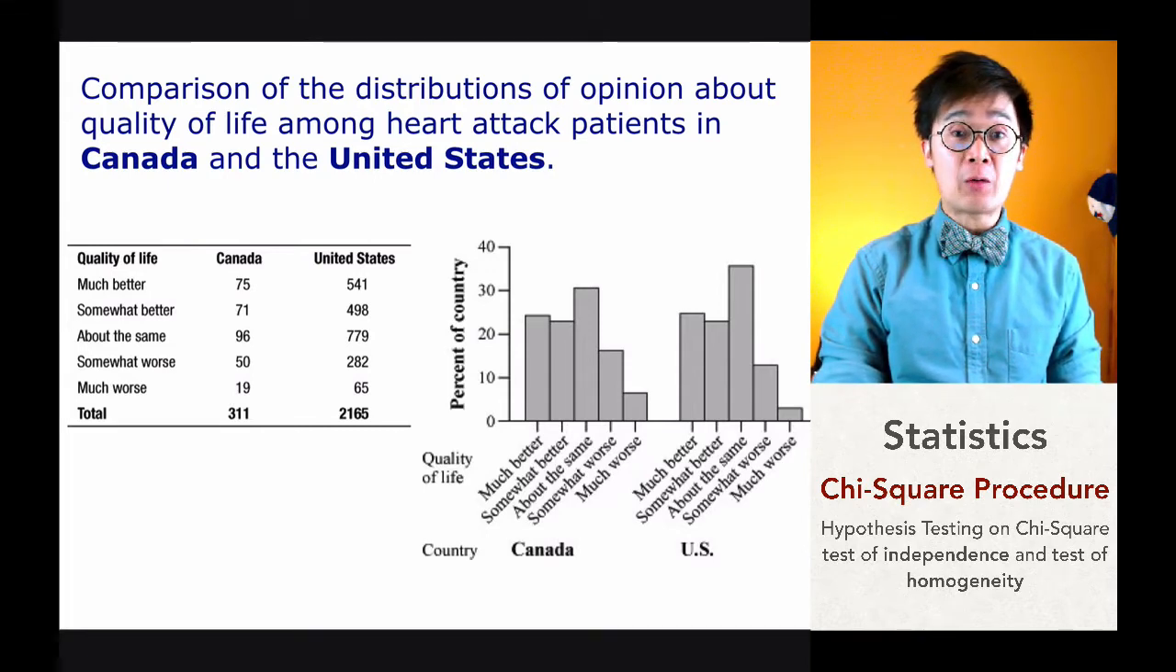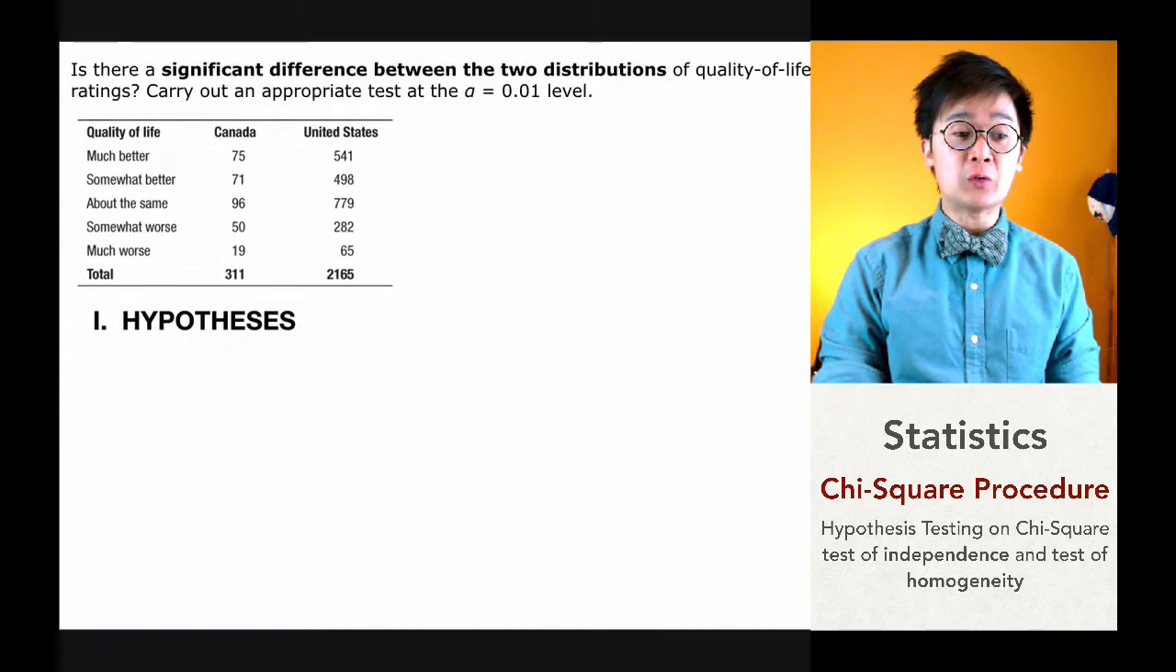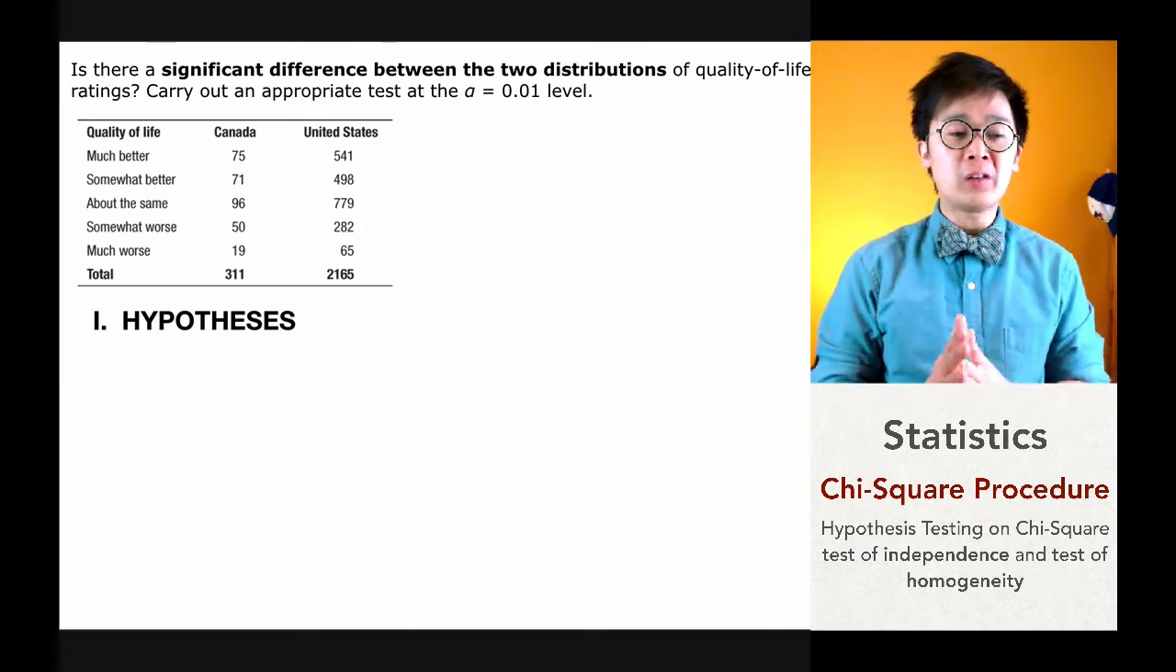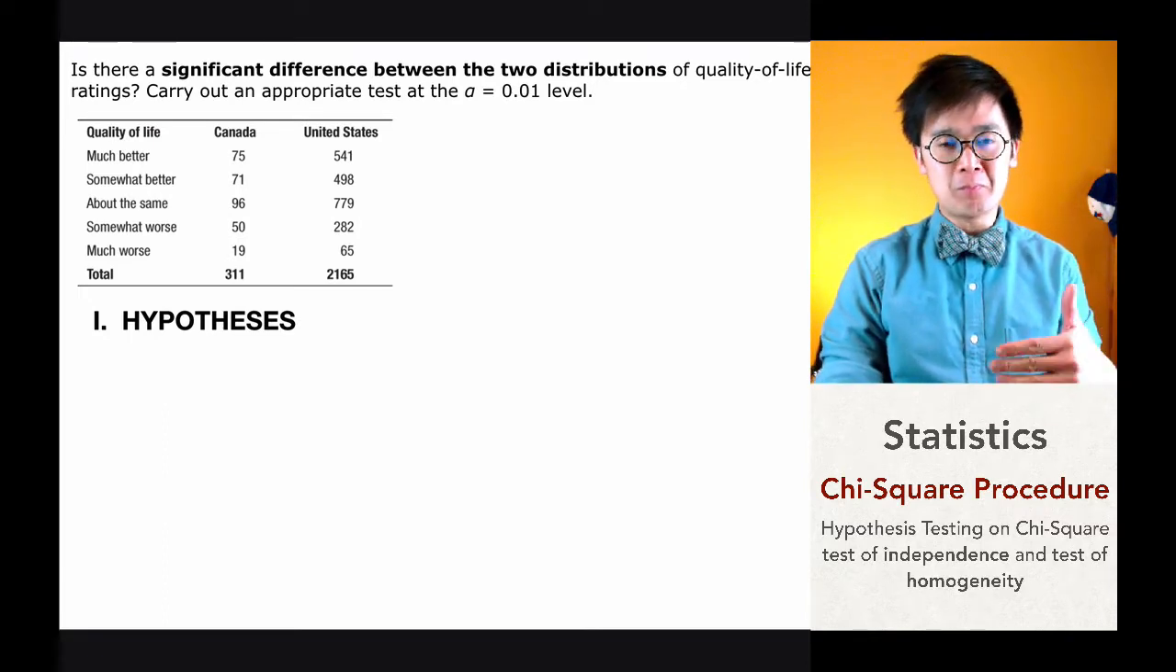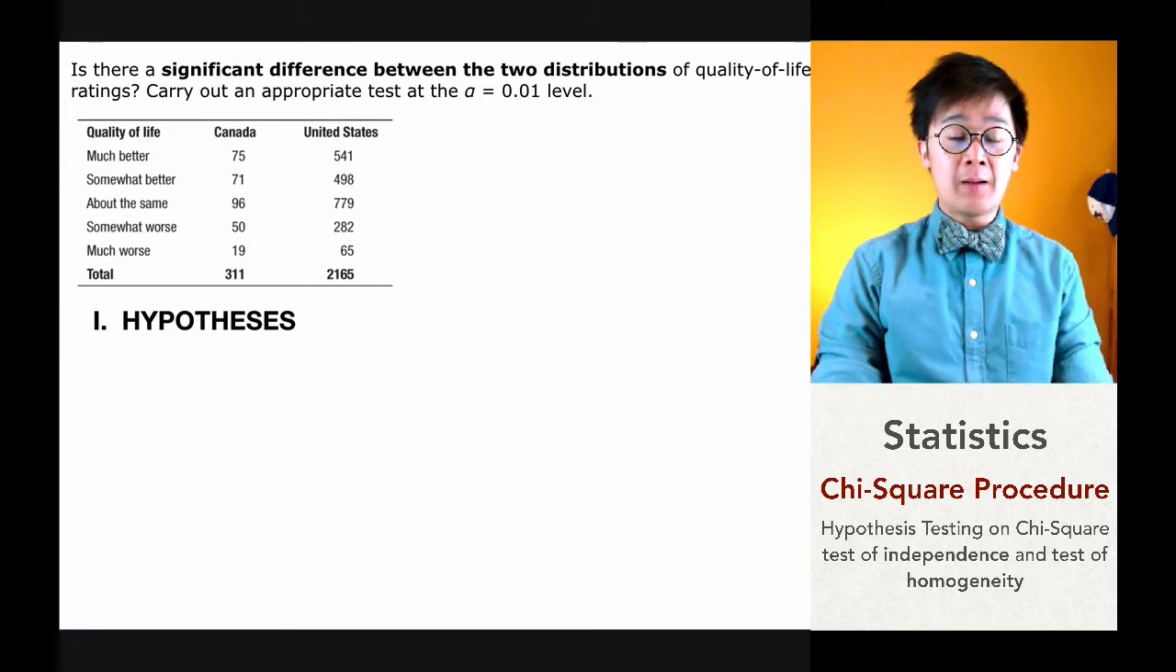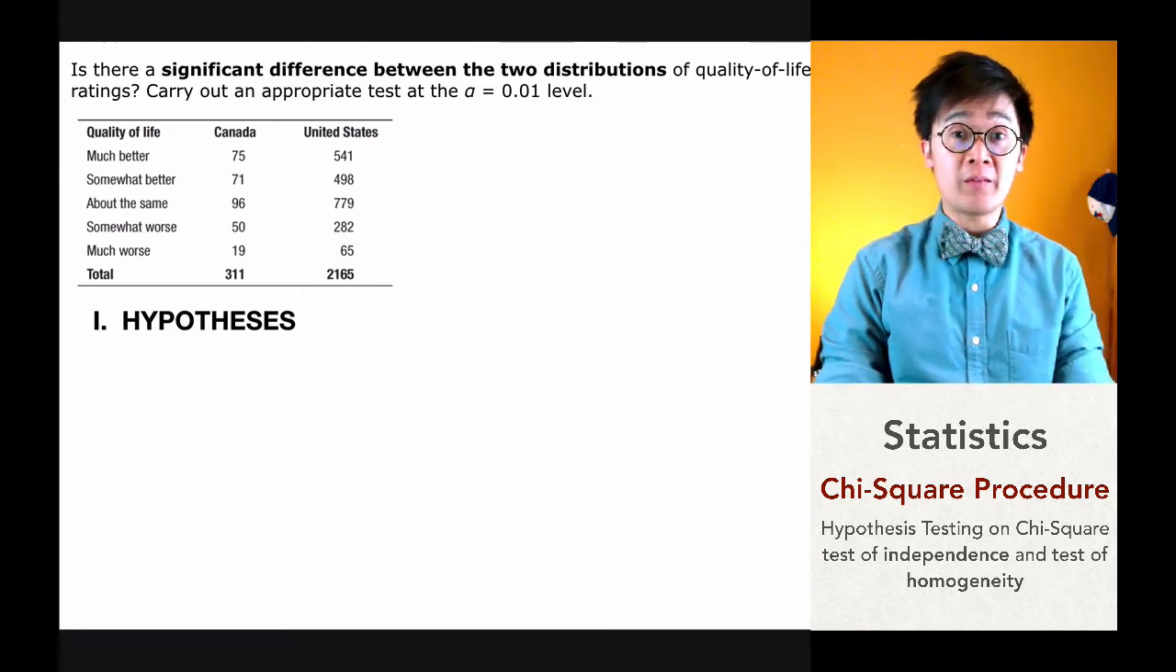So to go back to our hypothesis testing, the first thing that we need to do is to work on our null hypothesis and alternative hypothesis. Now in word problems like this, you need to look at the question itself, and it's most likely going to be asked on the latter part of the case study that you're working on. In this particular case, we're asked if there is a significant difference between the two distributions of quality of life ratings based on our samples. So that will be our clue for writing out our hypotheses.